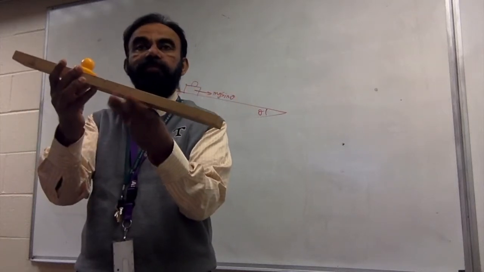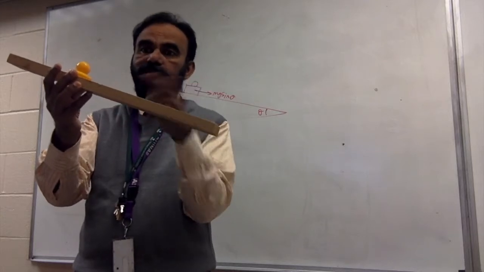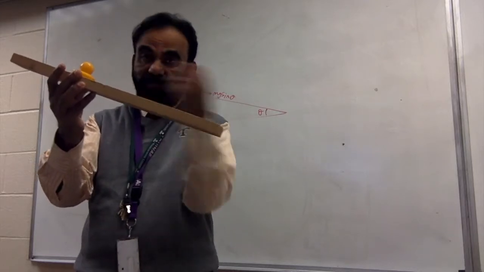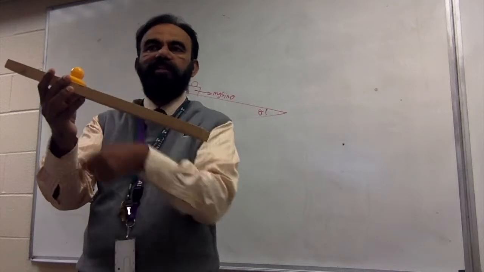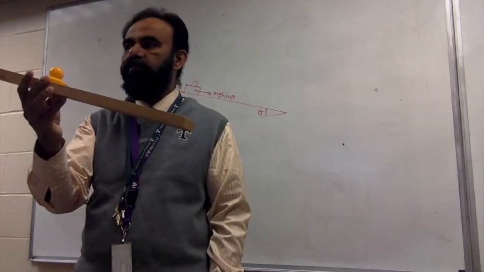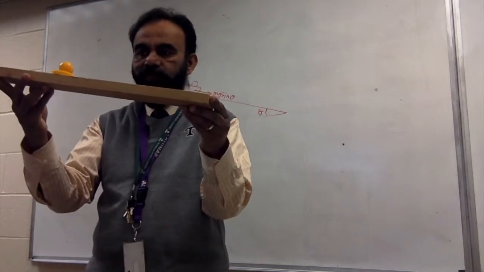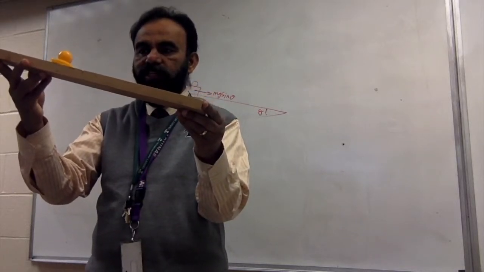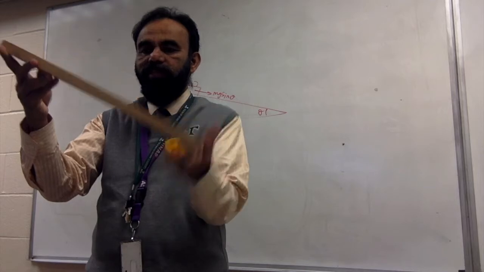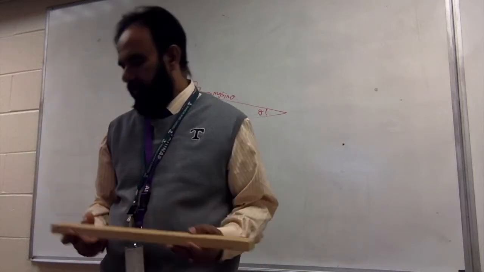Now if you tilt it more, then it won't go down again. That's because mg sine theta is telling it to come down, but this friction says, no, I can still withstand it. So if you continuously increase the angle, there will be a time when it starts slipping off, right?